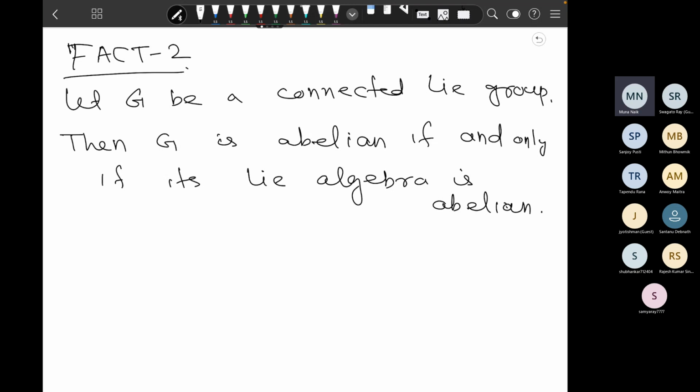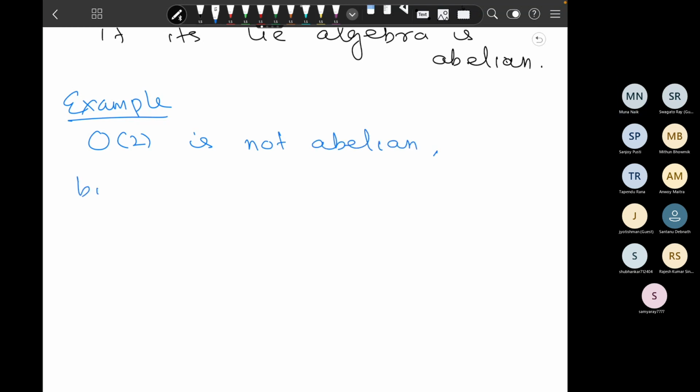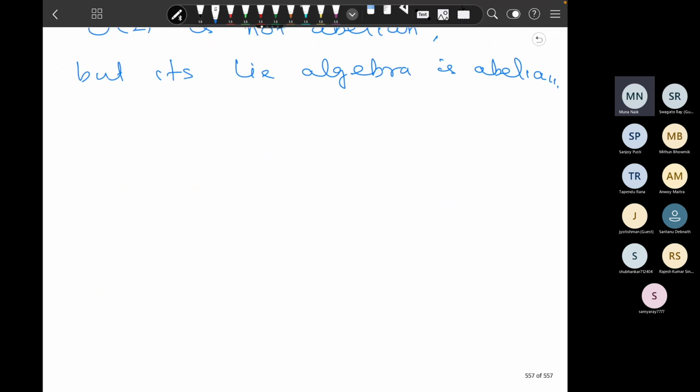And connectedness is really an important assumption here. So for example, this O2 is not abelian, but its Lie algebra is abelian. So connectedness is an important assumption here. Okay, so this is the thing. Now I want to talk a little bit about the adjoint representation. Okay, so let us start the discussion.